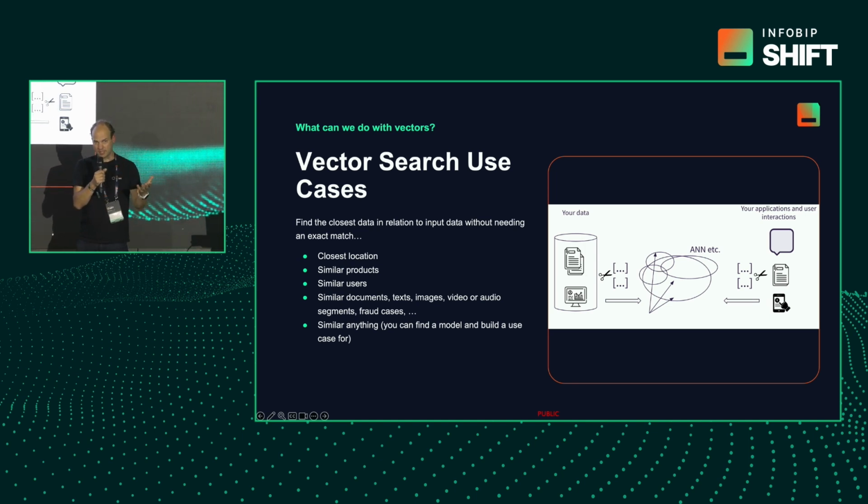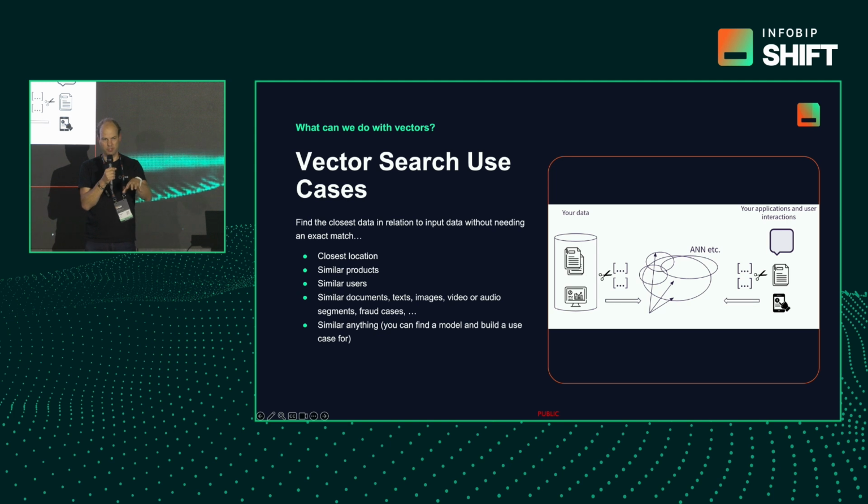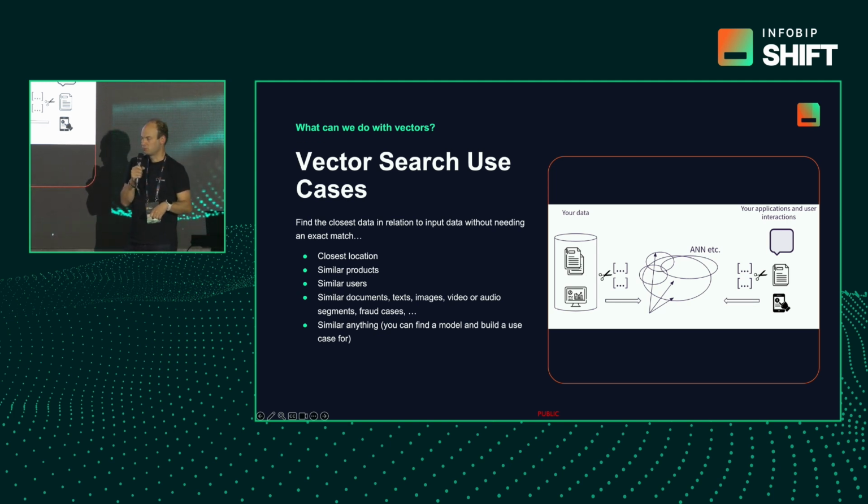More in a business context, very often it's about finding similar documents. You might have a snippet of something or a question. Can I find some document in my existing data store that I already have? Or also fraud cases, or actually anything that you can find an AI model for that will generate an embedding. So that's the mindset, right?